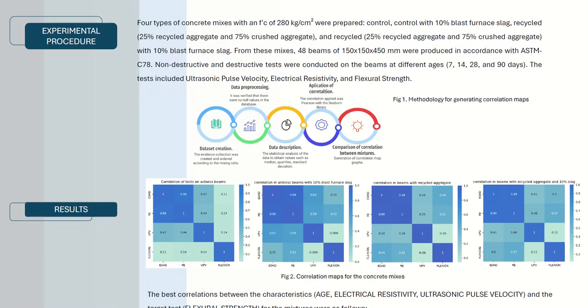The methodology for generating correlation maps. The first step, dataset creation. The dataset was created and ordered according to the mixing ratio. Data preprocessing. It was verified that there were no null values in the dataset. Data description. Statistical analysis of the data to obtain values such as mean, quartiles, and standard deviation.